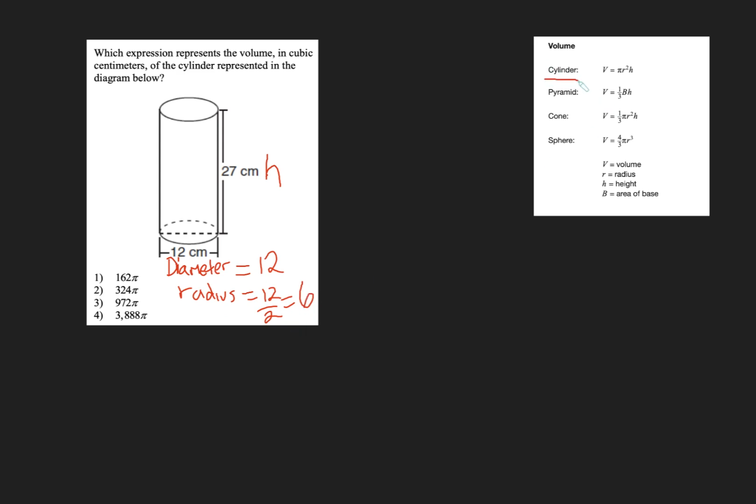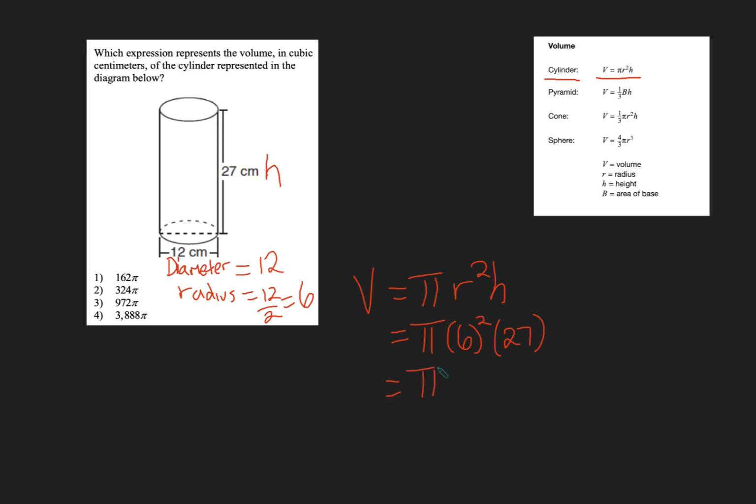Again, we go to our formula page. There's the cylinder. There's the formula: V equals pi r squared times your height. Now, when you look at your answers, notice they did not change pi to a numerical value. So we're going to keep pi as is. Our radius will be 6 squared, and our height is 27.